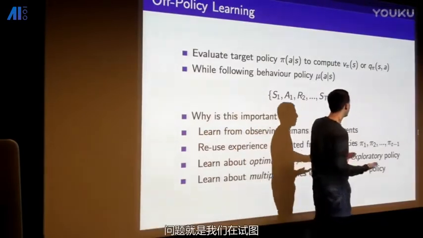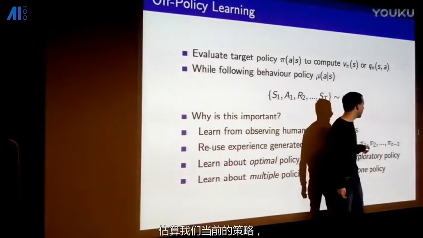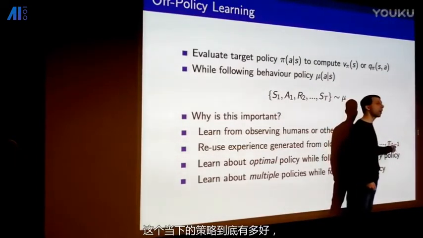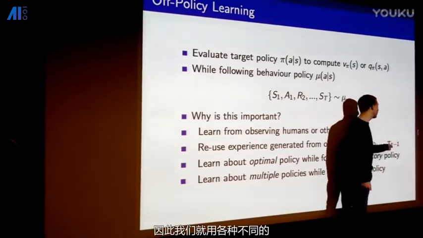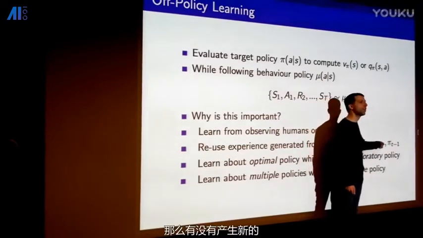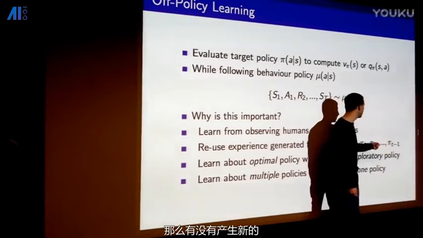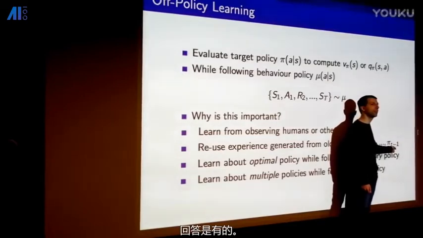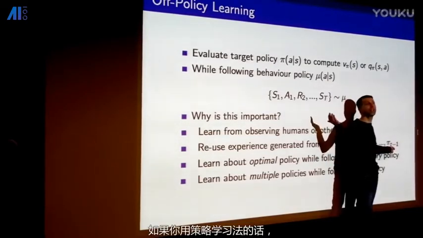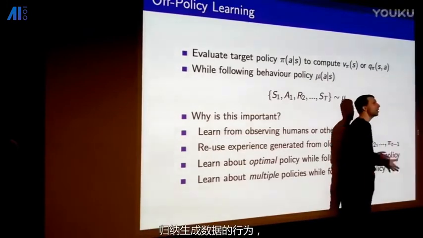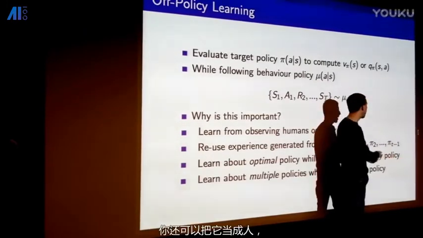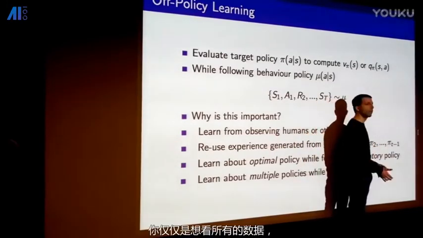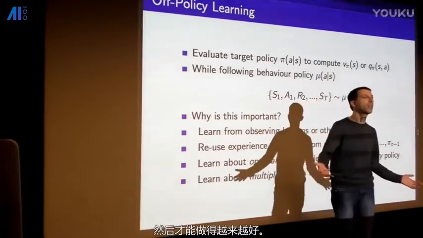Well, what's the problem there? The problem is that we're trying to evaluate our current policy. When we're doing policy iteration, this is our current policy, we want to know how good that is. But we've generated behavior using all kinds of different policies. So is it possible to make use of this additional data to get a better estimate of the value of this final policy? The answer is yes, if you use off-policy learning. You can basically just treat this as other behaviors that generated that data, just like the human. Think of this as the human and this is some other robot, and you just want to look at all of that data and figure out from all those other sources of experience how to do better.